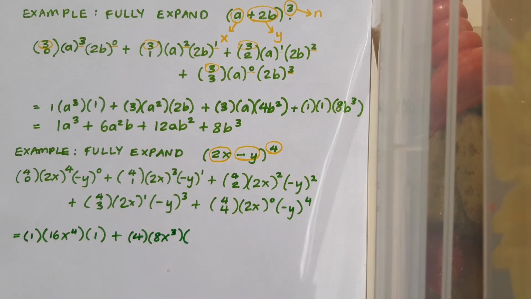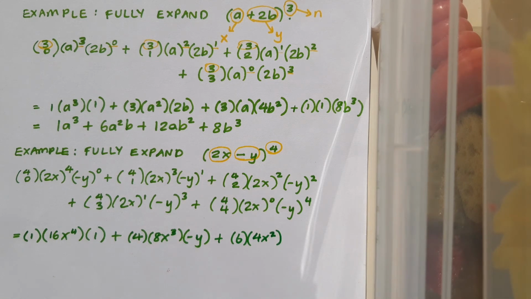Minus y to the power of 1 is just minus y. If you like, it might not be a bad plan to put a coefficient of 1 in front of the y, just to make it more obvious what the outcomes will be when you put minus y to a power. 4 choose 2 is 6. 2x squared is 4x squared.